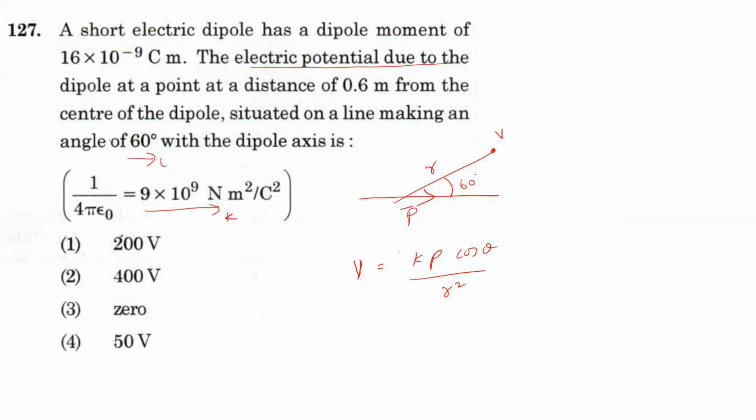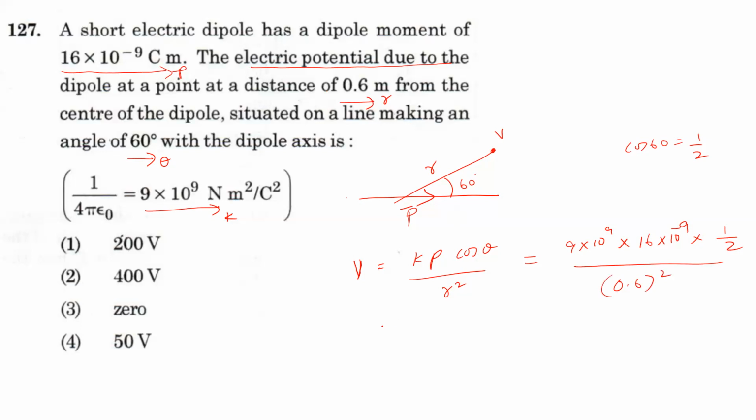Theta is given as 60 degrees. This is the dipole moment given, 16 into 10 power minus 19. 0.6 meter is the radius. By substituting all this: K value 9 into 10 power 9, dipole moment 16 into 10 power minus 9, into cos theta, where theta is 60 degrees. So cos 60 is equal to 1 by 2, divided by the radius 0.6 into 0.6, because it is a whole square.